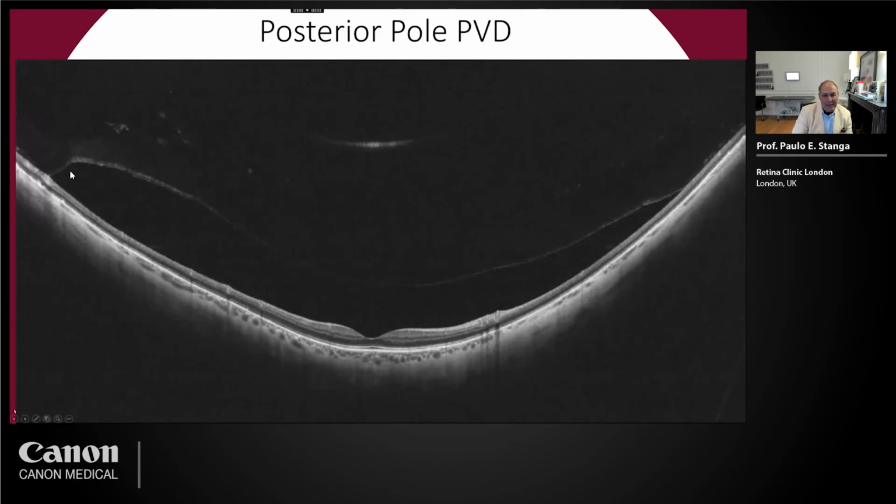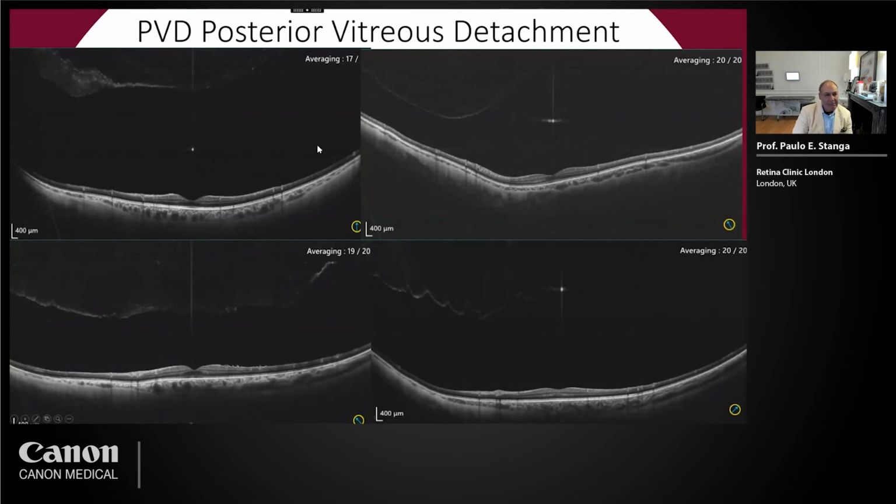We can see a posterior only PVD, the macula, the fovea, the optic nerve. You can see floaters, you can see the ongoing syneresis, and hence the partial PVD. Other examples, you can see vitreous floaters here, you can see a posterior pole PVD, thickened internal limiting membrane, early epiretinal membrane, clearly visible PVD.